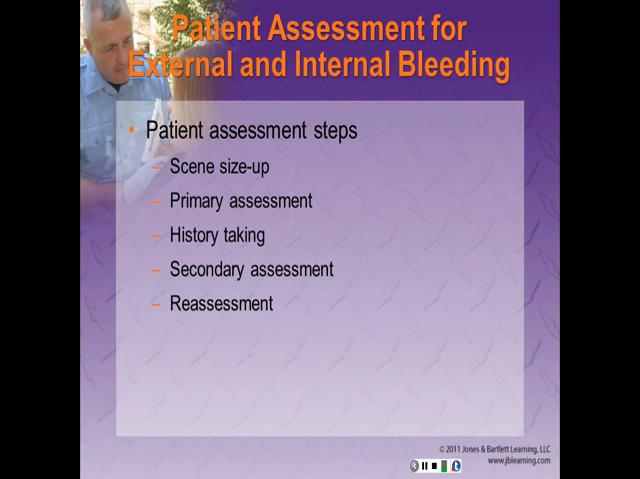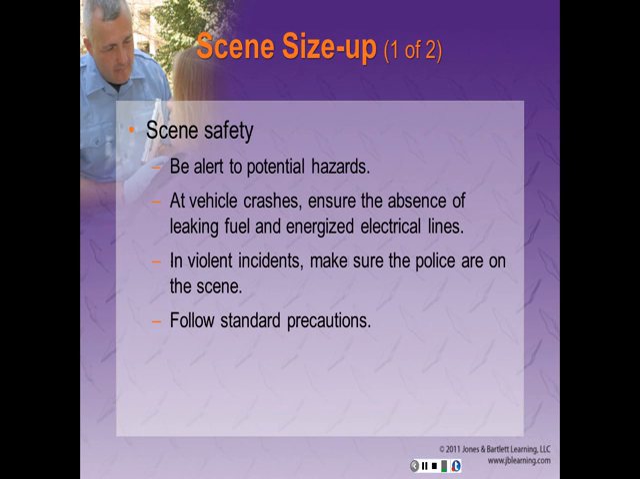Patient assessment for external and internal bleeding. The steps are always the same, as I've said before. Size up the scene, perform a primary assessment, take your history, perform a secondary assessment, and reassess.